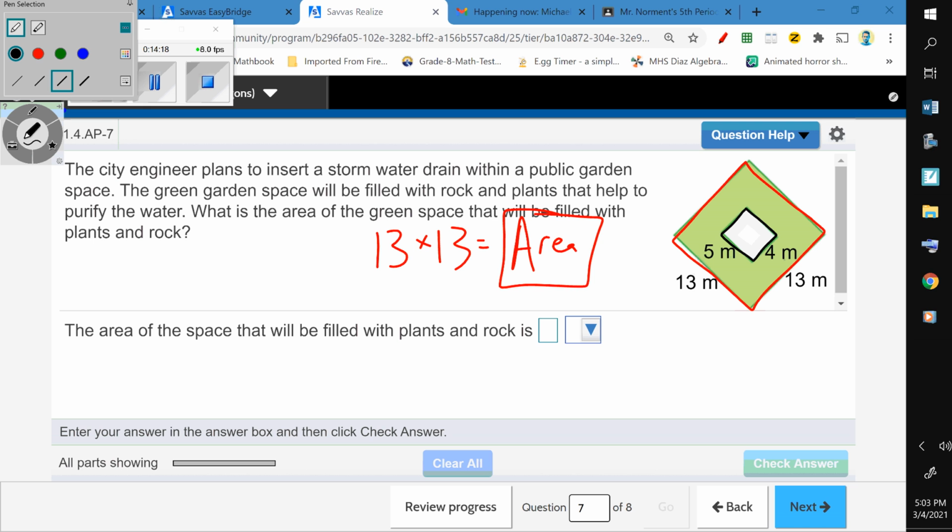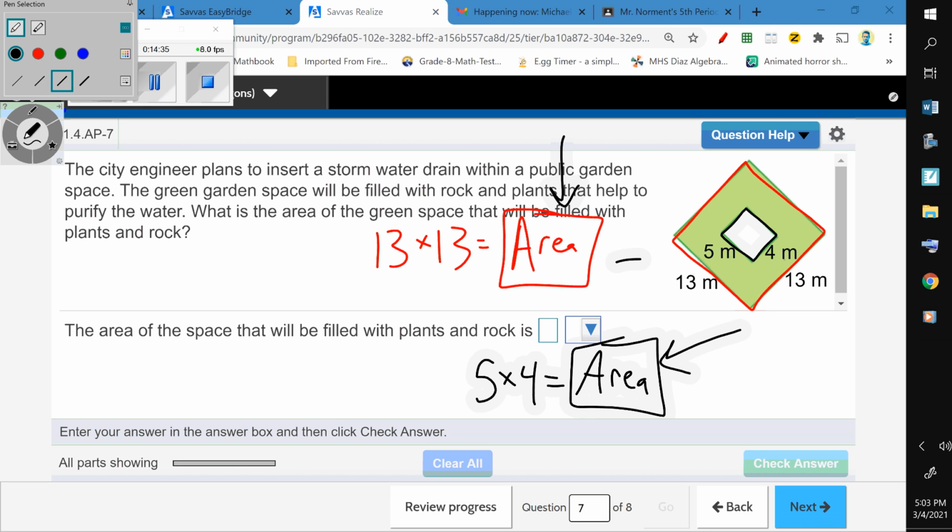So you're going to take 5 times 4, and that's going to give you the area of the space in the middle. Okay? So, once you find that area, you take this number right here, and you subtract it from this area in the middle, and the number that you have after you subtract, that's the total space that is remaining.